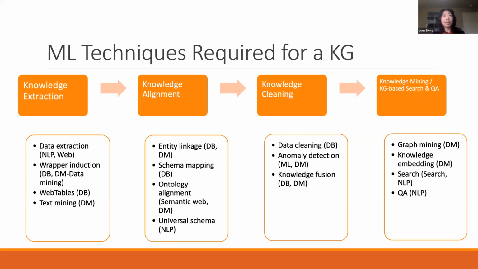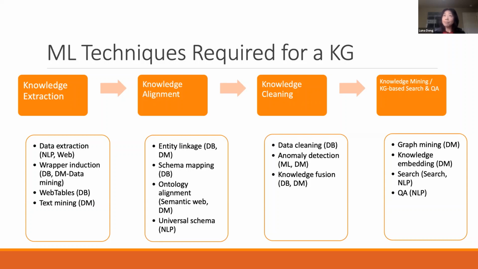For knowledge alignment, this is regarding entity linkage. We merge the entities that refer to the same real world person or movie, and there is research from the database and data mining community. This is related to schema mapping, deciding which schemas are actually talking about the same property and the same semantics. This is research from the database community. This is related to ontology alignment from the semantic web and data mining community. And also recently there is work on universal schema, which is also trying to decide the correspondence between relationships, and this is from the NLP community.